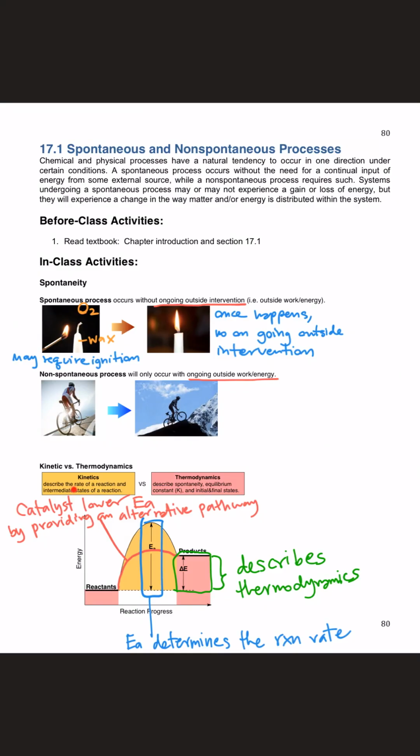In conclusion, kinetics and thermodynamics are not related. In order to determine the speed of the reaction, we need to look only at the activation barrier, whereas if you want to look at the stability or spontaneity of the process, then you need to look at the difference in energy between the product and the reactant.